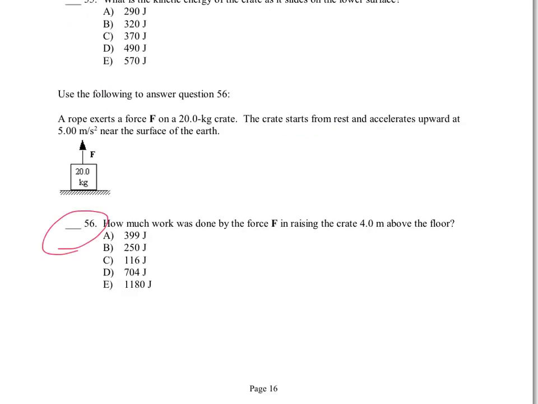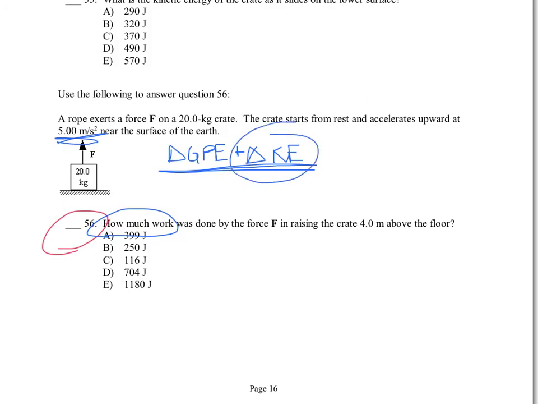This one is a little bit trickier because our crate is not only changing its gravitational potential energy because it's moving up, it is also changing its kinetic energy. Okay, so when we find out how much work was done, we need to add those two energies together. So since you have an acceleration, this one's a little bit more involved, you need to find your final velocity so that you can get its new kinetic energy. And then you know the height so you can find the gravitational potential energy.